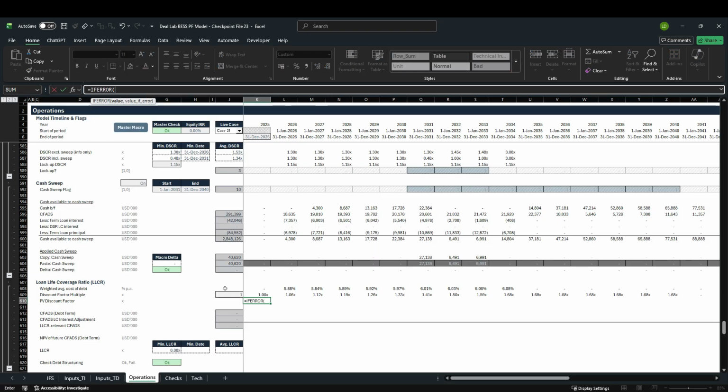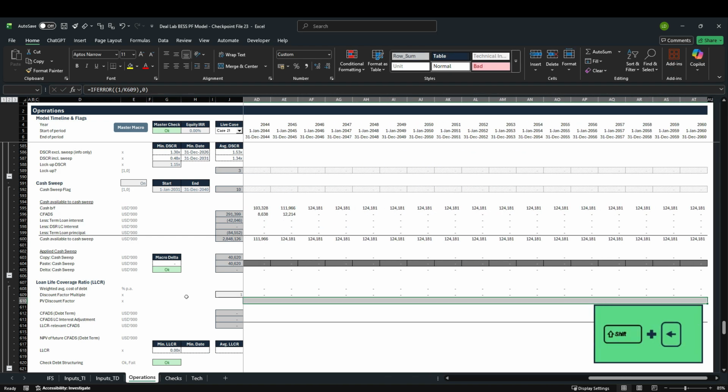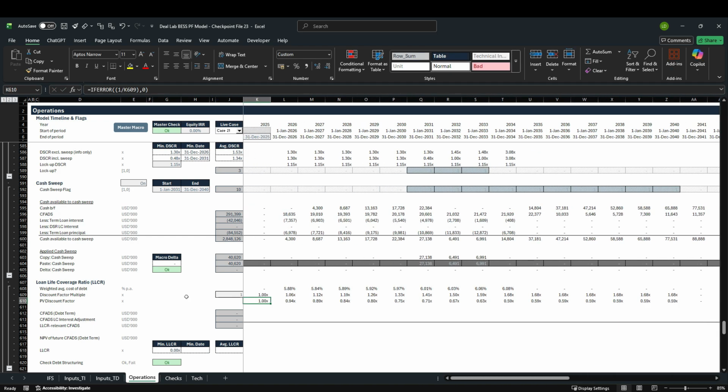So if error, and we will take 1 and divide 1 by our discount factor multiple, 609. Close parentheses, comma 0 in case there's an error, close parentheses, hit enter, and let's drag this one over, Control R. Now this is the PV discount factor that we will then use to multiply our CFADS with.